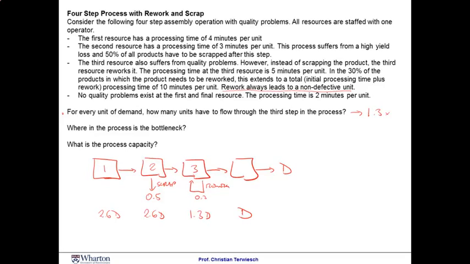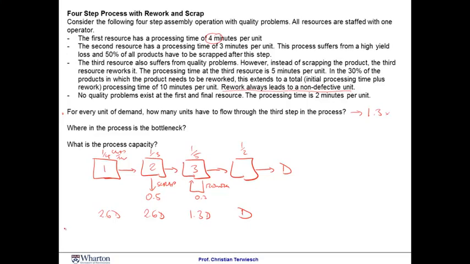All right, the next question is the bottleneck. How to find the bottleneck? Well, let's go back to the basics and compute the capacity level of each of the resources. We have 1 over 4, reflecting the 4-minute processing time, 1 over 4 units per minute at the first step, then 1 over 3 at the second step, 1 over 5 at the third step, and then 1 over 2 at the last step.